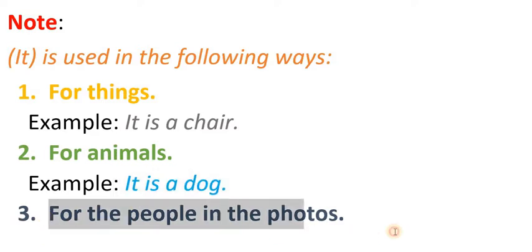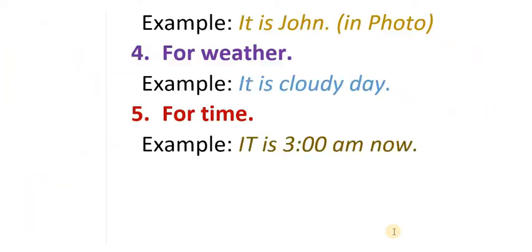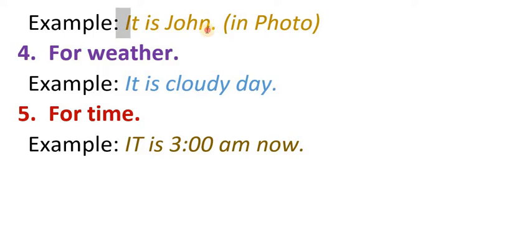The next way that we use it is for the people in photos. If I want to talk about someone who is in a photo, I'm going to use the subject it. For example, it is John. But who's John? It is John in the photo. Or if I want to talk about Mark who's in the photo, I'm going to say it is Mark in the photo.